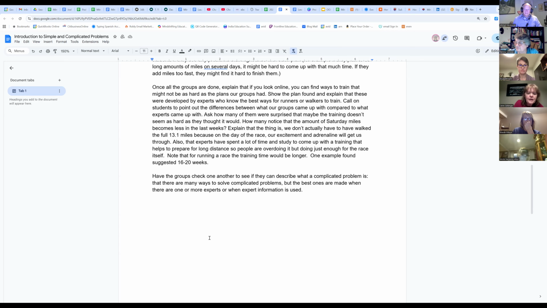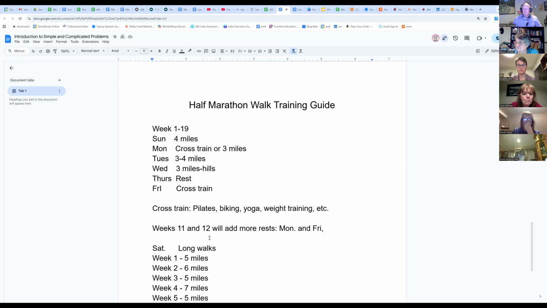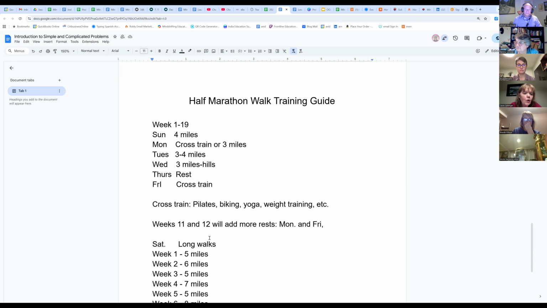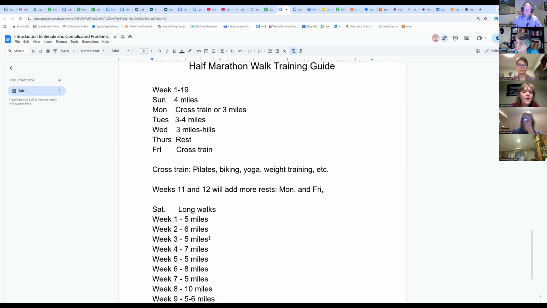Then you can scroll down to the next one. I'll explain how this is an example that was made by experts to train for a half marathon.